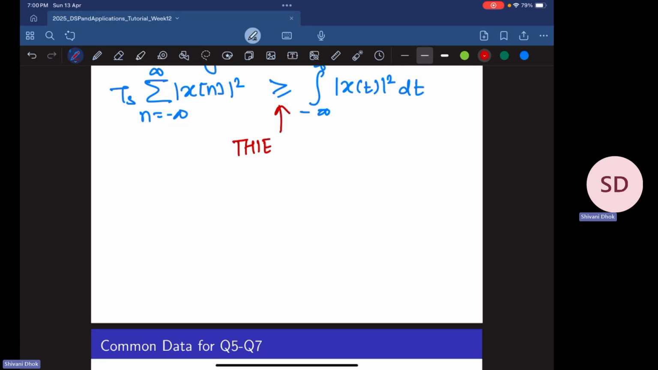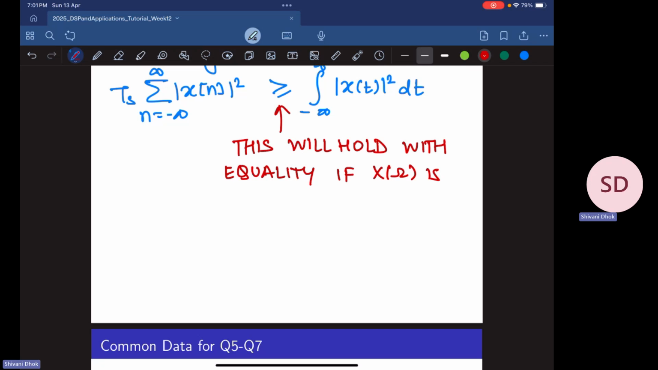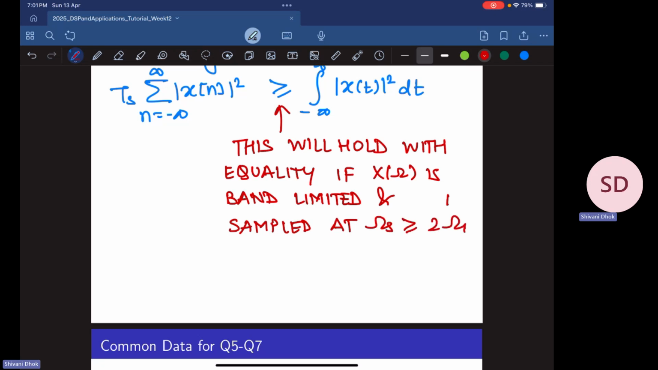This will hold with equality if the signal, or X of omega, is band limited and sampled at omega s greater than or equal to 2 times omega n. This is the maximum frequency.